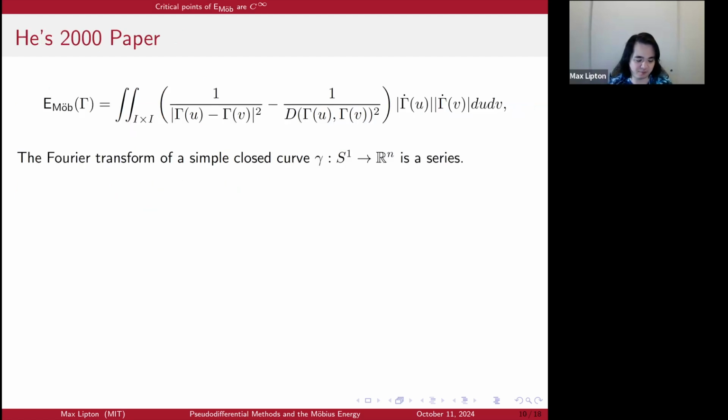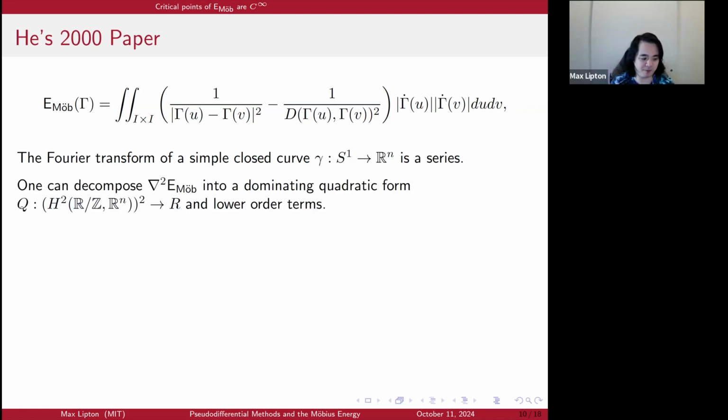Okay, so now that I've spoken a little bit about the Fourier transform and the equivariance, let's go back to the Mobius energy. Since we're looking at simple closed curves, we have functions that are periodic. And so with the Fourier transform, they're not just functions, they are series. And series are discrete, and so there's only countably many pieces of data to work with. And so in some sense, that makes it easier and more comprehensible.